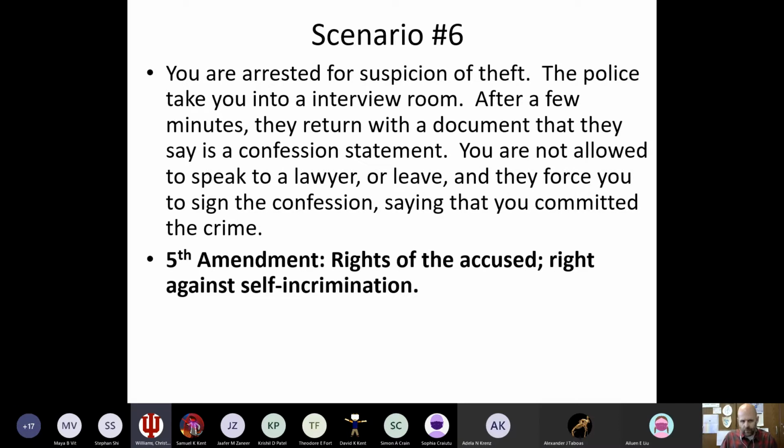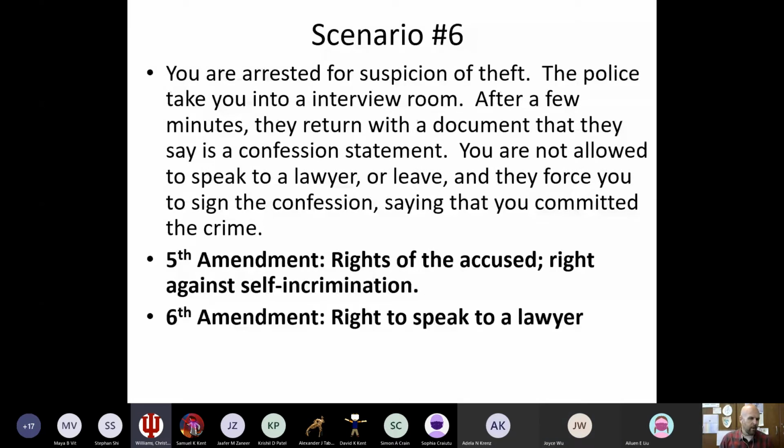Okay. But there's another amendment that could also apply here. Joyce, what do you think? 6, because you have the right to a lawyer. Yep. Being denied the right to a lawyer violates your Sixth Amendment right.